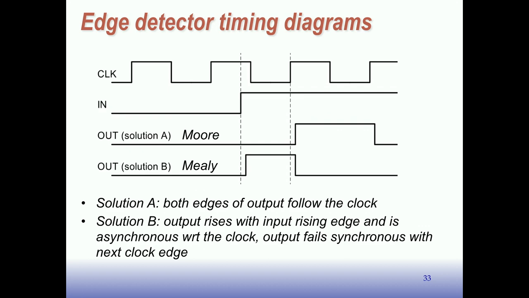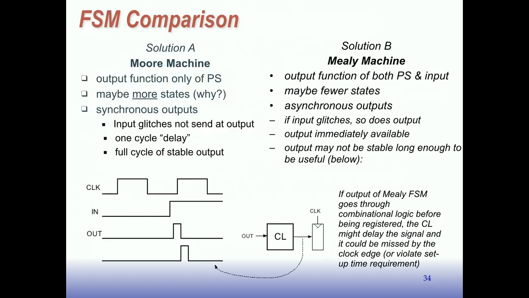They're both useful, but you have to keep in mind that the Mealy machine has different timing characteristics. Okay, so here's kind of a comparison between the two. So solution A, the Moore machine, the output is a function only of the present state. In the Mealy machine, the output is a function of both the present state and the input.